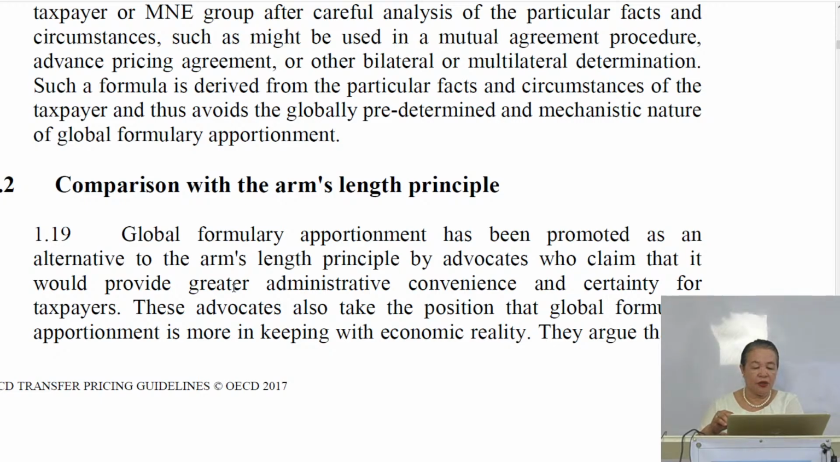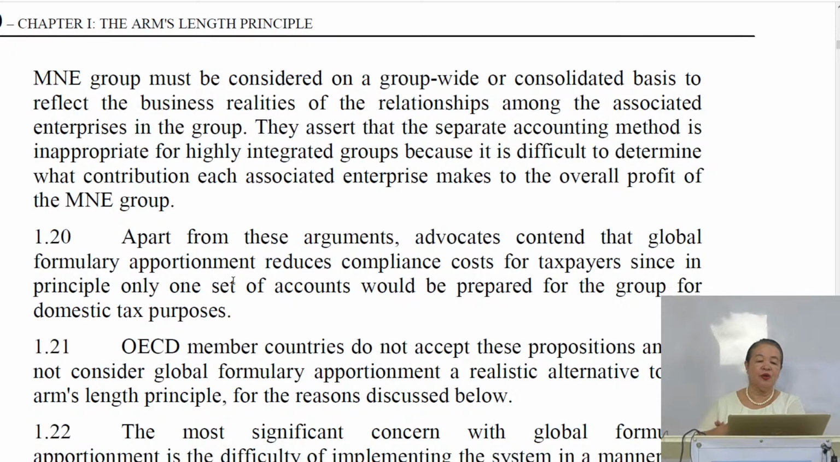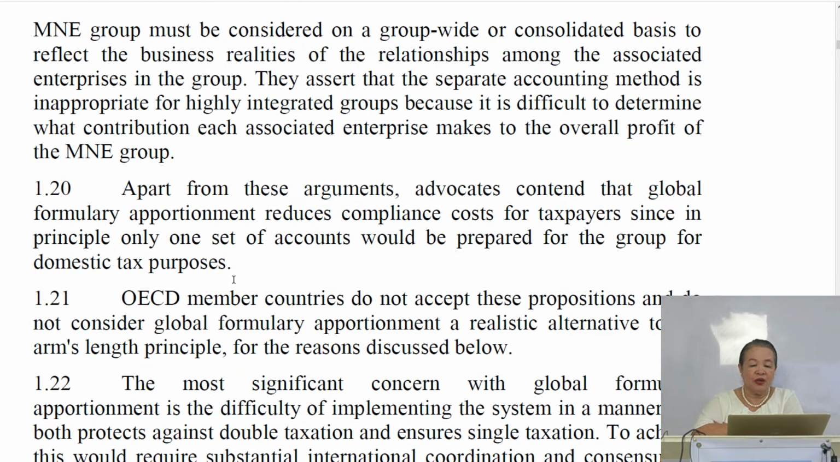These advocates also take the position that global formulary apportionment is more in keeping with economic reality. No? So, ano ba yung economic reality? There are so many factors that affect the price, the supplies of the product. No? So, they argue that an M&A group must be considered on a group-wide or consolidated basis to reflect the business realities of the relationships among the associated enterprises in the group.